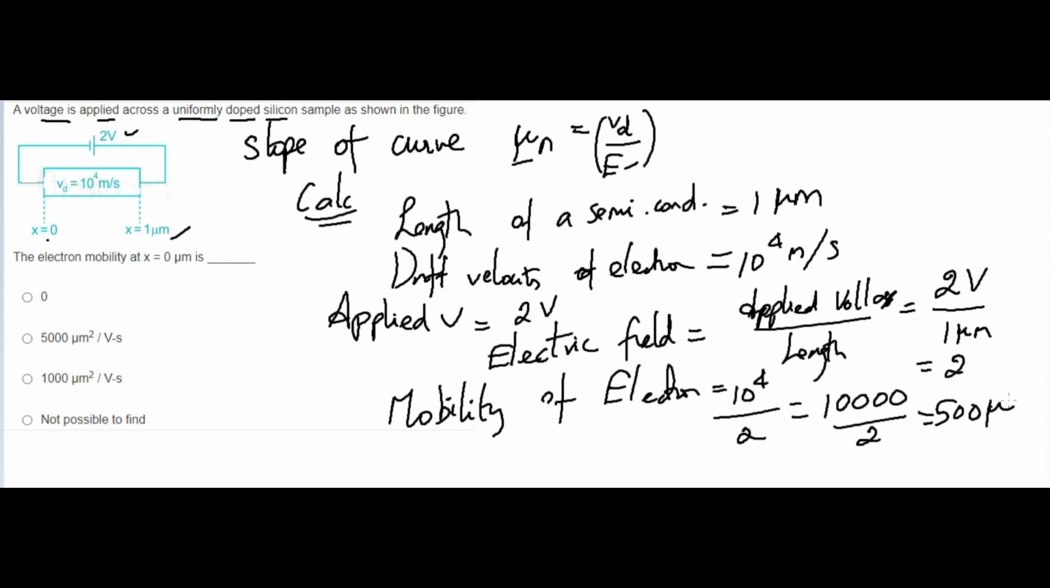The unit should be mu m square per volt second. So automatically you have to get the answer. I'm sorry, this is 5000, right? Sorry, 5000. So option 2 is the right answer. If you have any doubts, comment in the comment box.